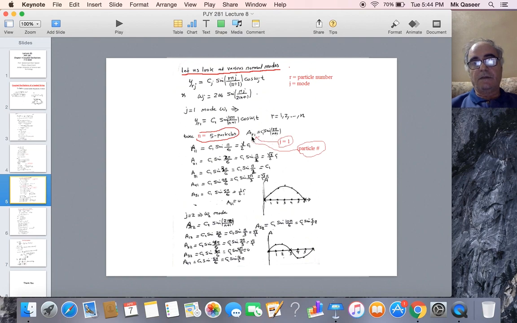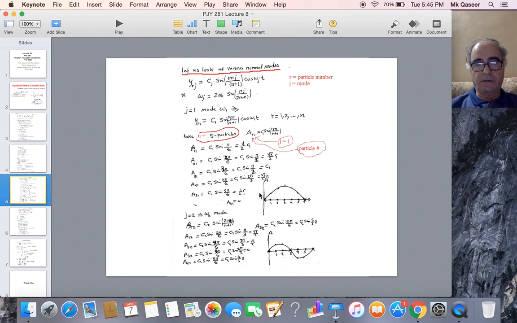The first index refers to the particle number. The first index refers to the mode number. So we have for A11, particle number 1 at mode 1, given by C1 sine pi over 6, which is equal to half C1.